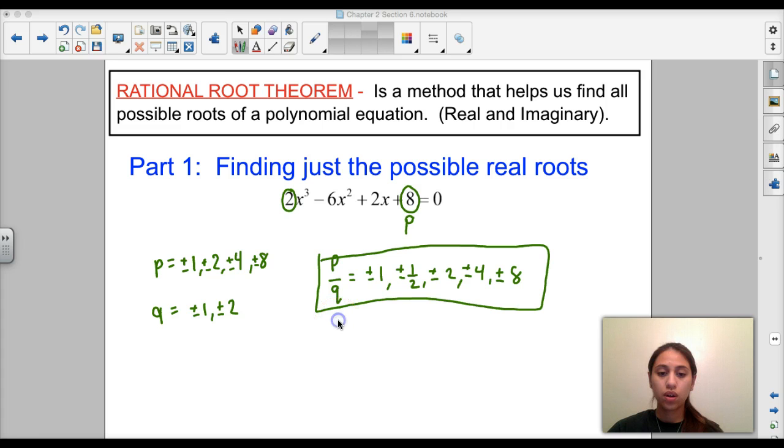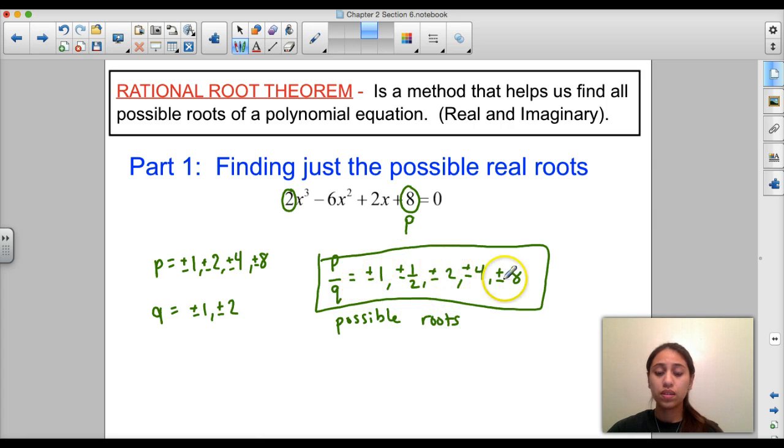So again, these are the possible roots. That just means that these could possibly be the roots, and there's no other numbers that will make up the roots, but that doesn't mean they're all the roots. Meaning it may be 1, half, and 2, but not 4 and 8. So these are all the possibles, but they may not all be necessary.